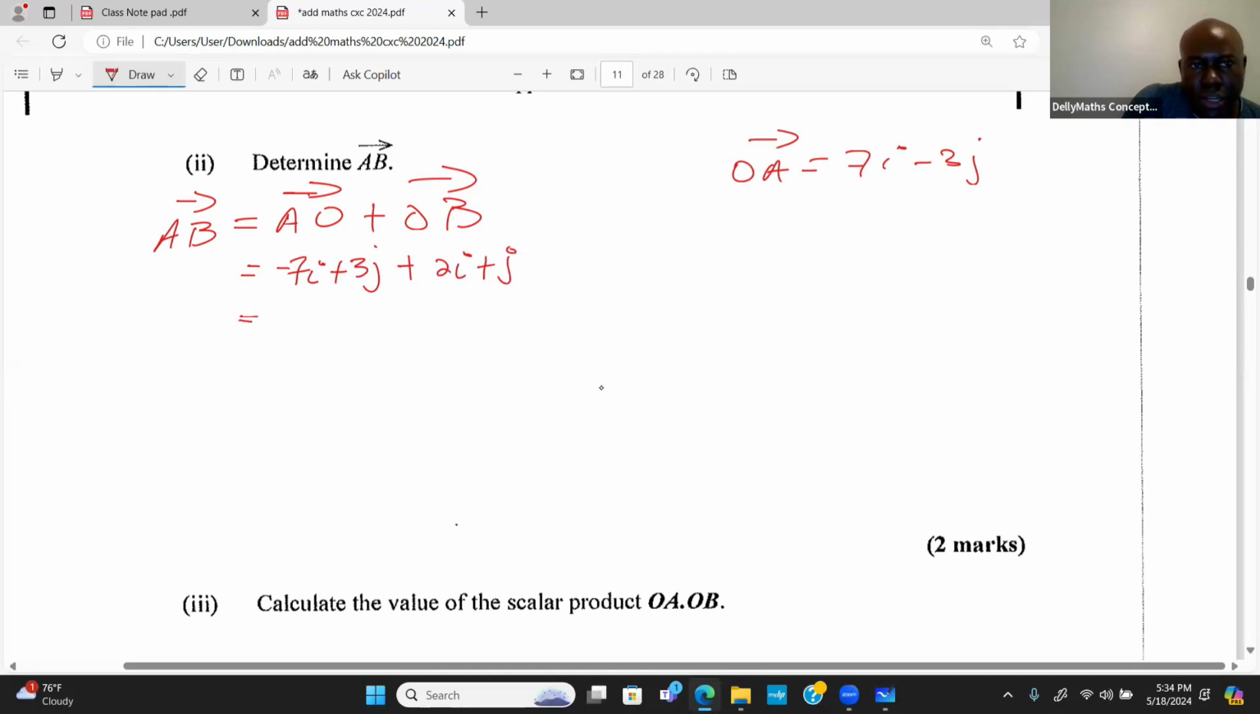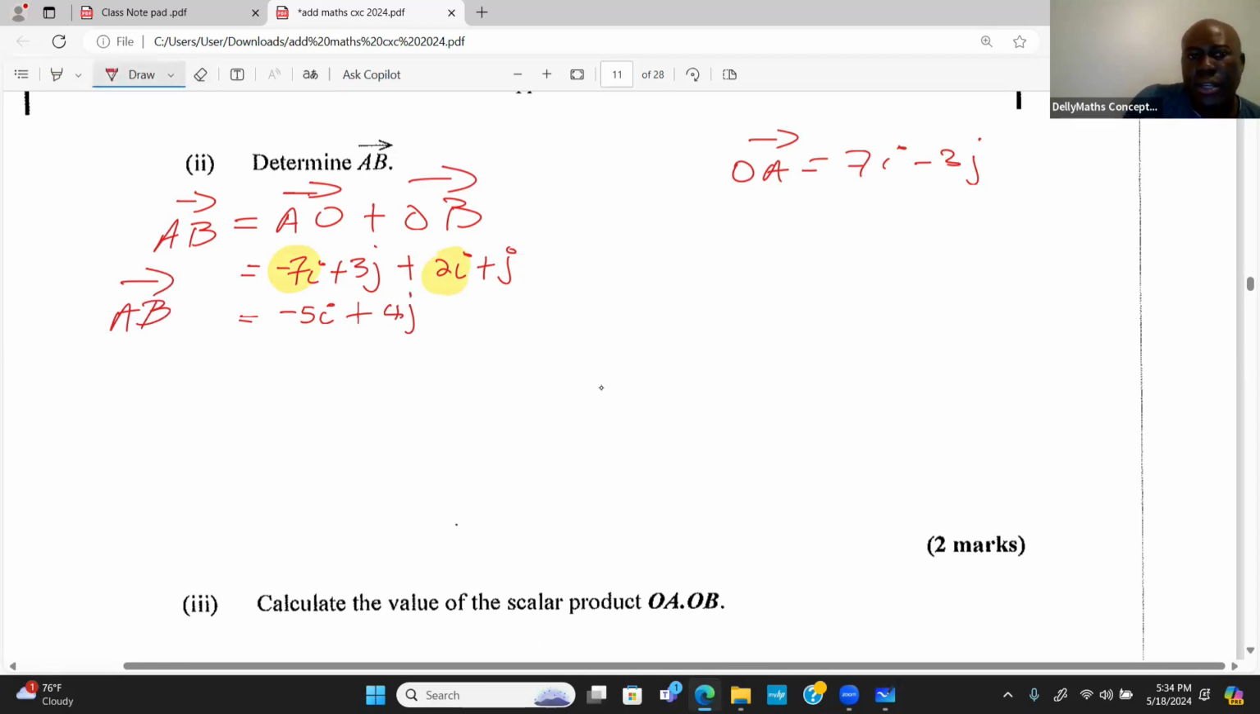So putting this together now, take a look at this. The I's, doing algebra, this is negative 5I, and then this is positive 4J. So that's the vector AB right there. And that's how you walk yourself through this.